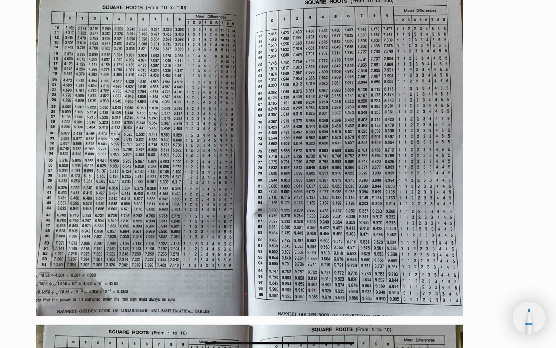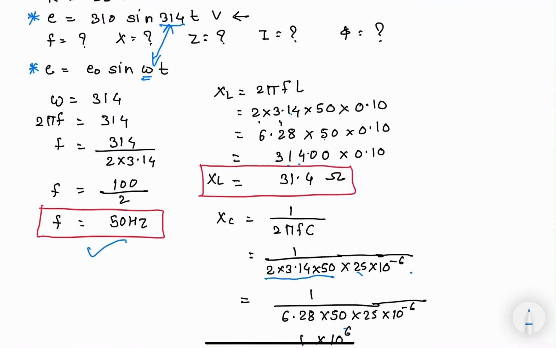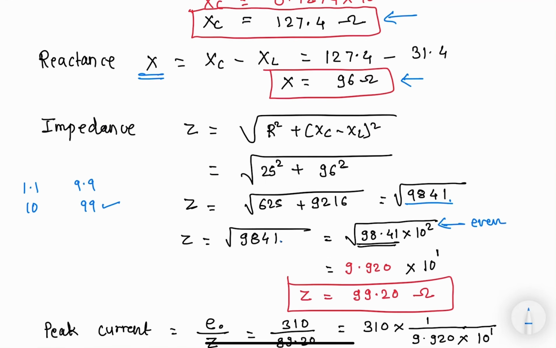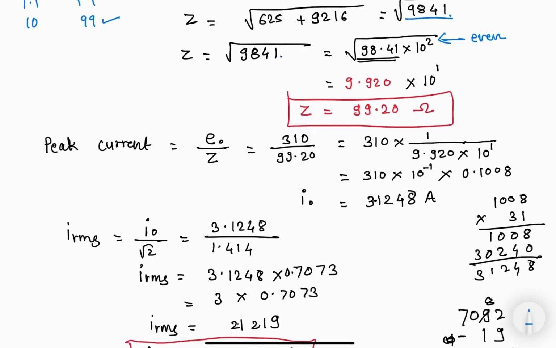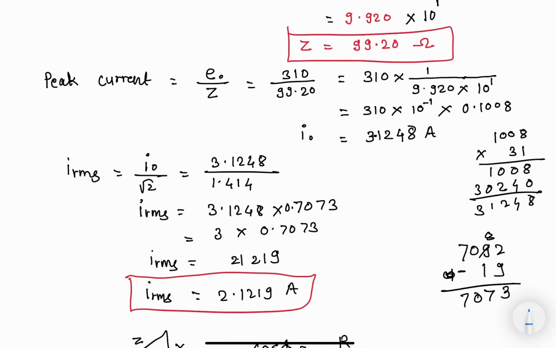The answer is 9.920. So 98 in a 4 1 is 9.920. Shift that decimal, so Z is 99.20 ohm. Now we have to calculate current. It is nothing but the RMS value. So first we have to calculate peak current.